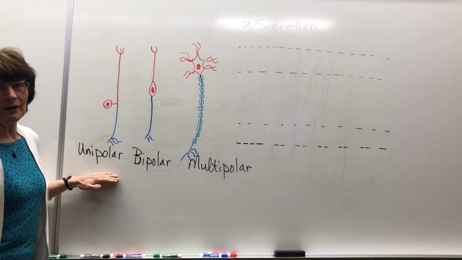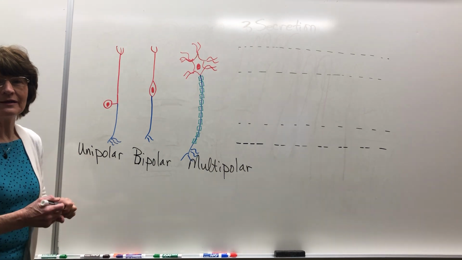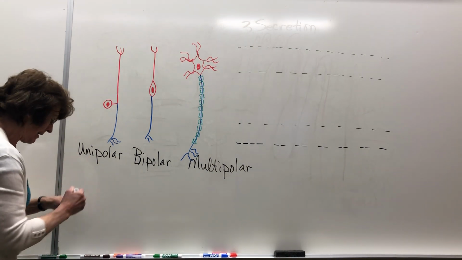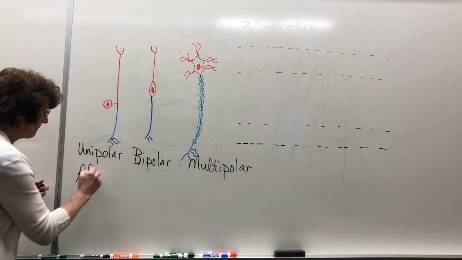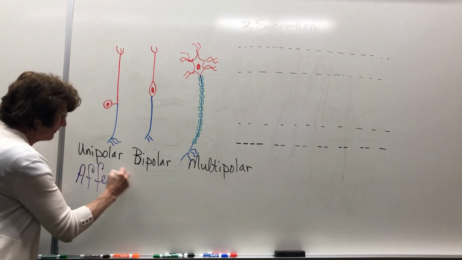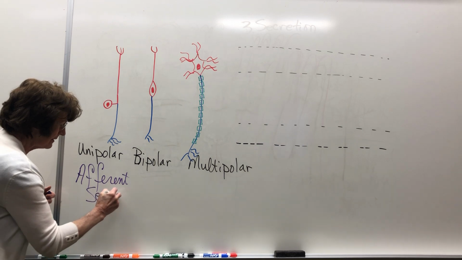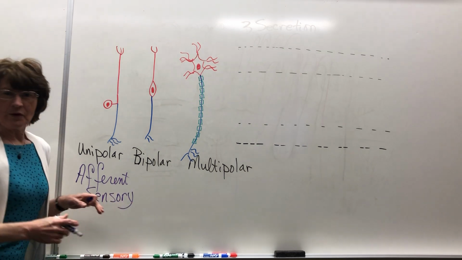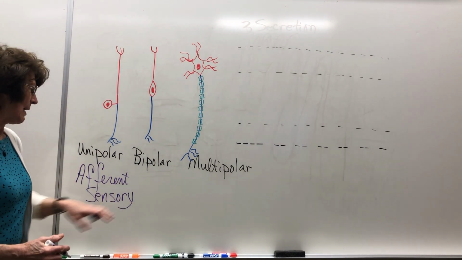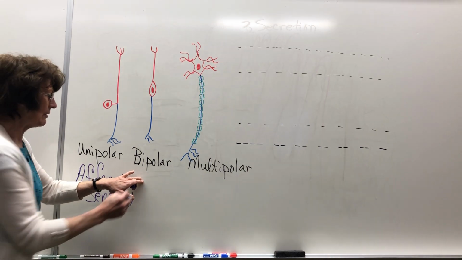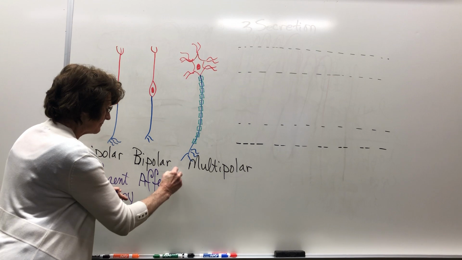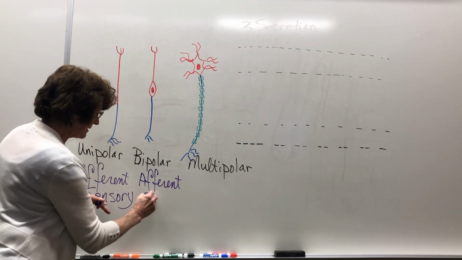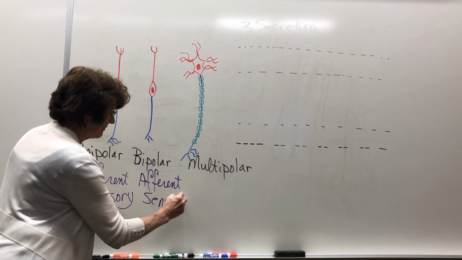Now, for unipolar, I want you to be sure you recognize it's afferent, and so I'll just put this up. Here we've got afferent, and of course, it's sensory. Afferent, of course, going into sensory as well. Bipolar, for this one, you've got rods and cones here, also afferent. And as we see, sensory as well.